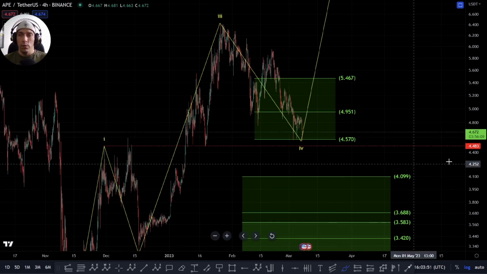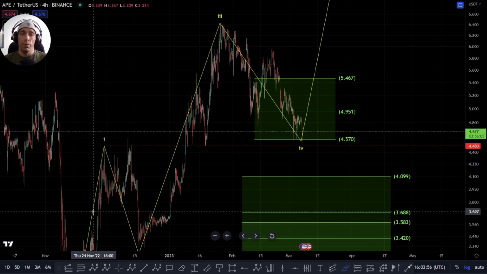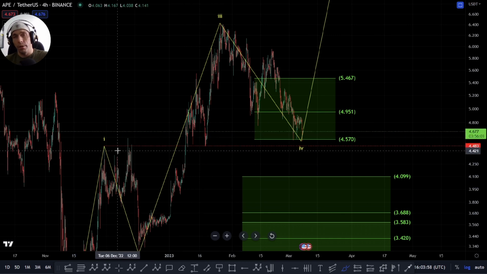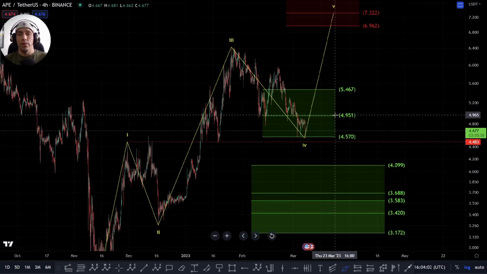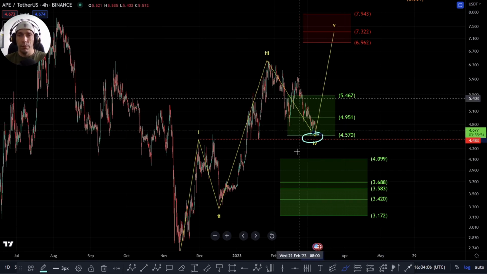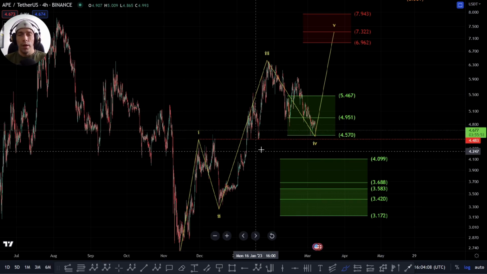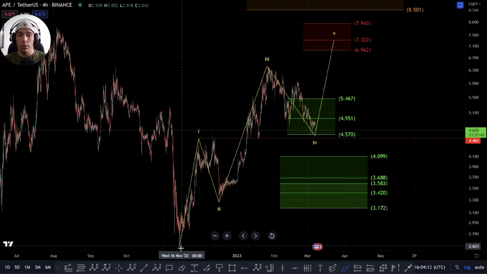Obviously, if we do move down past this 4843, that would invalidate this potential of a 5-wave structure like this, unless it was an expanding diagonal. So the only time this wave 4 can cross this wave 1 is if we're getting a diagonal pattern. And it still has to have the correct structure.